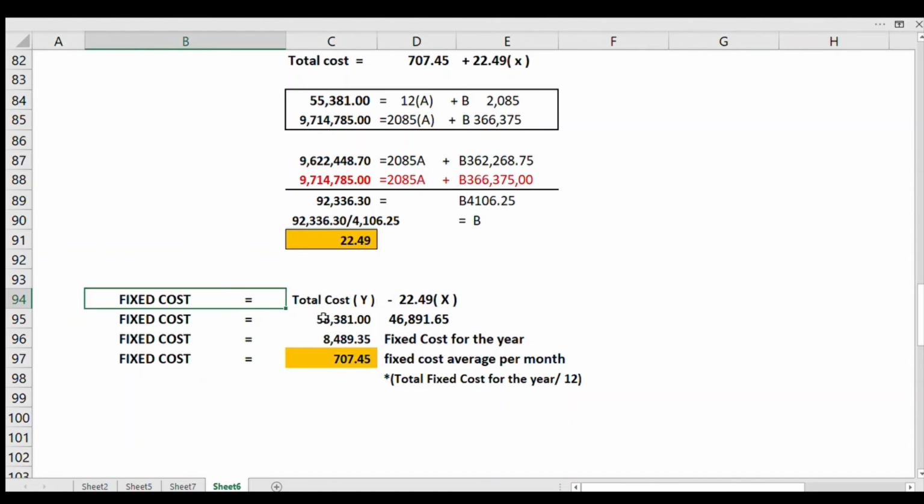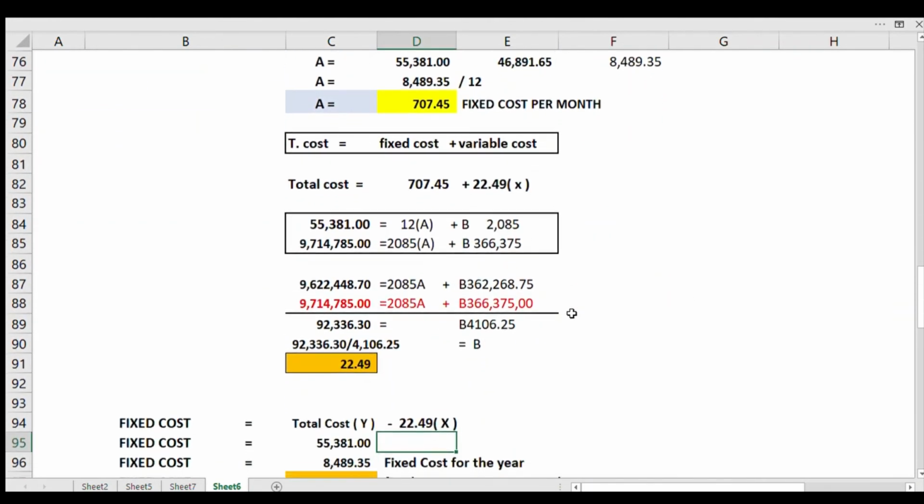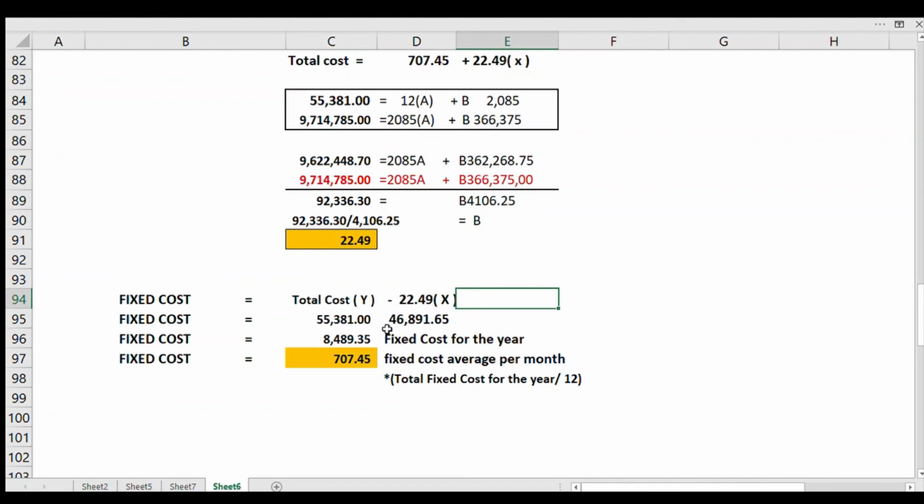So, again, 55,381. I-less mo yung 46,891.65. No? Bakit mo nakuha yan? 46,891.65 kasi nga yung 22.49 i-multiply mo sa summation of x, yung total ng number of hours, yun yung 2085, minultiply natin, kaya ito na ngayon lumabas. So, i-less mo, okay? So, ito nga lumabas ngayon, after deducting this, 8,489.35 fixed cost for the year nga.